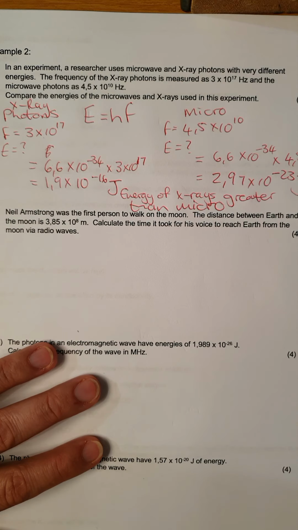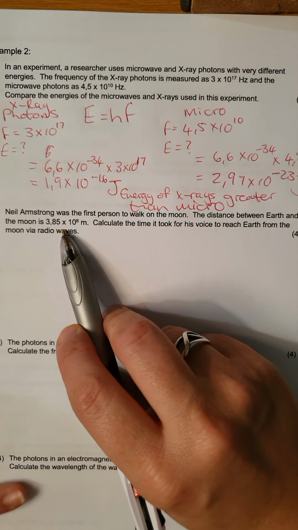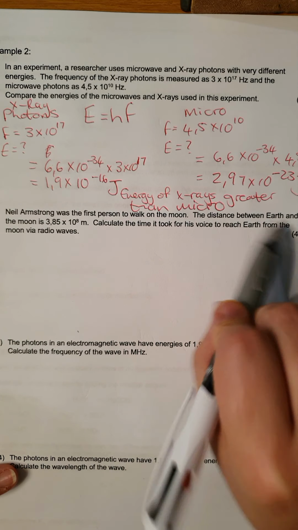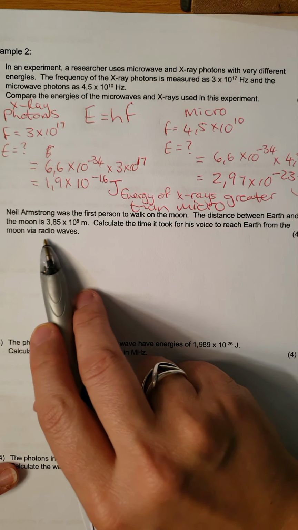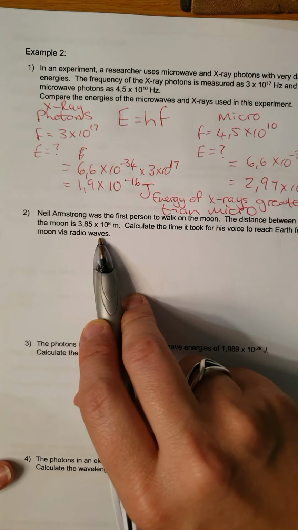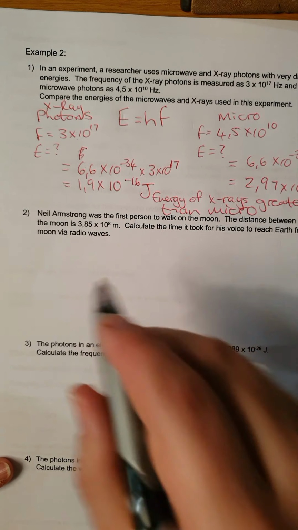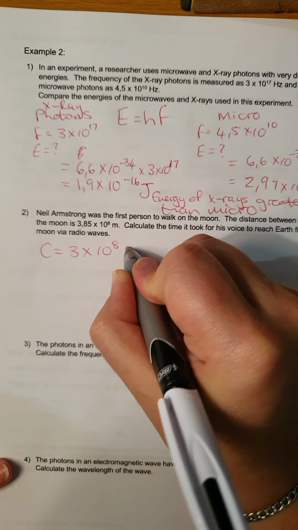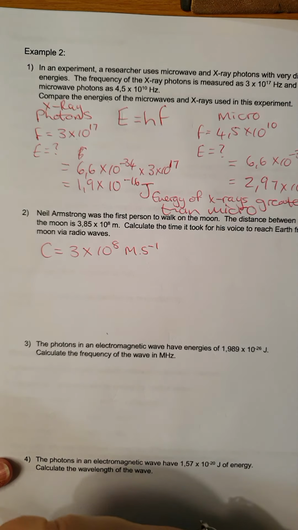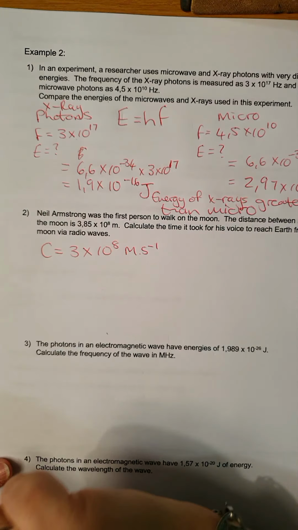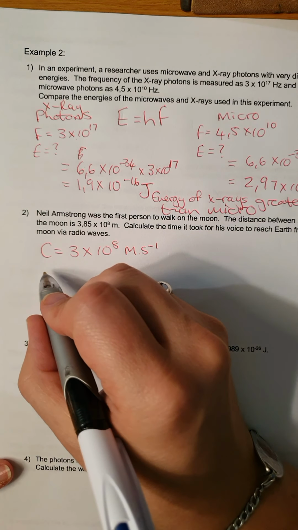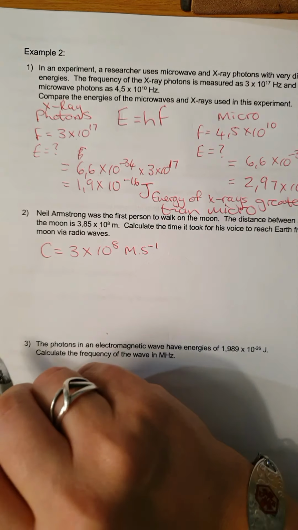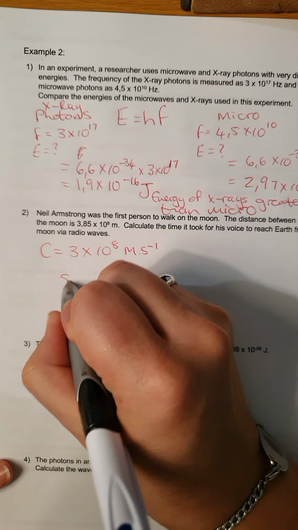Right, Neil Armstrong was the first person to walk on the moon. The distance between the Earth and the moon is so many meters. Calculate the time it took for his voice to reach the Earth from the moon via radio waves. So we are using radio waves. We know the speed of his voice traveling along with radio waves is that. We have a distance.